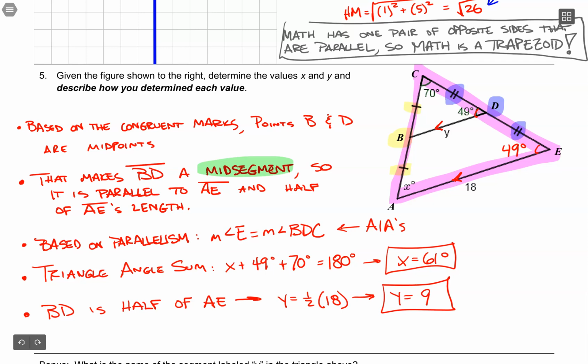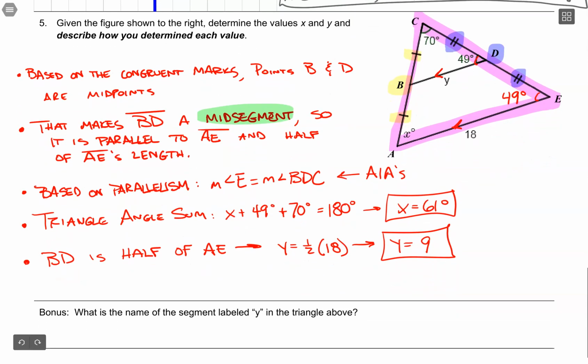All right, that's it for question 5, except for a little bonus here. What is the name of the segment labeled y in the triangle above? Folks, we've already answered this. It's a midsegment. All right, folks, that's it for the practice test. Good luck on the real thing.